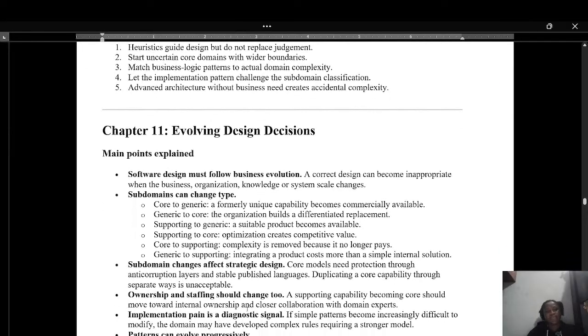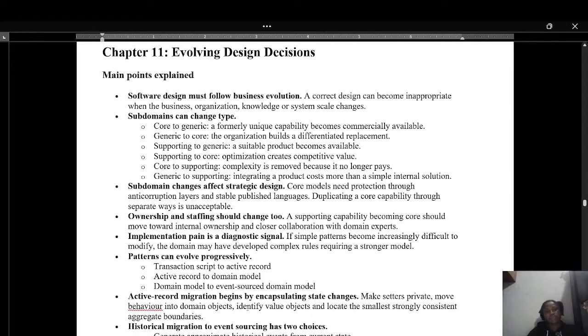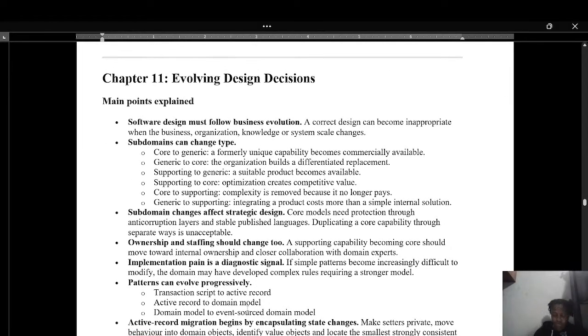All right, that is it about chapter 10. Now let's look at chapter 11, guys. So be very fast today. Chapter 11, evolving design decisions. We are studying now.